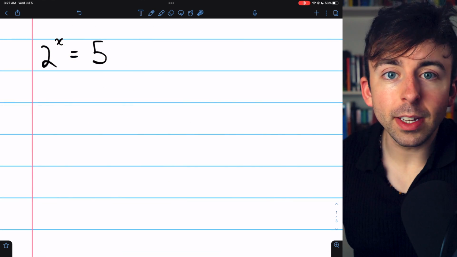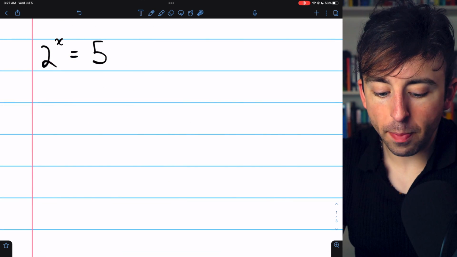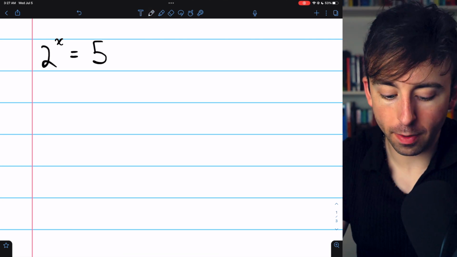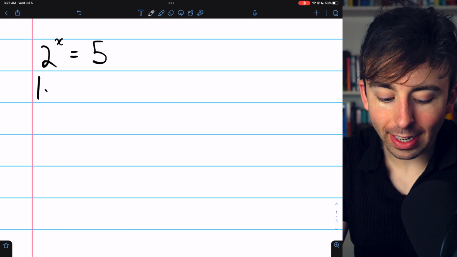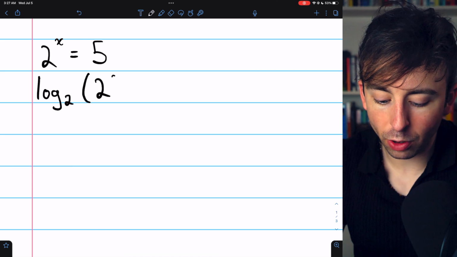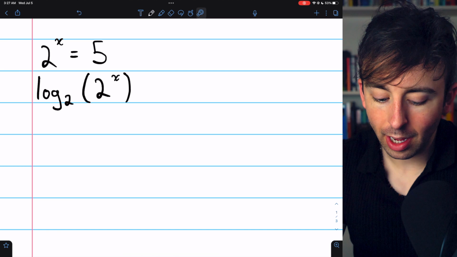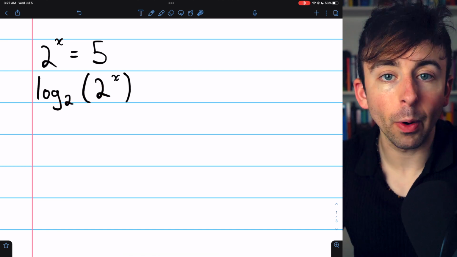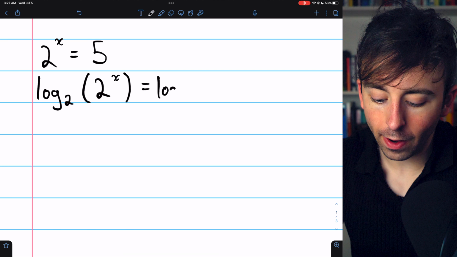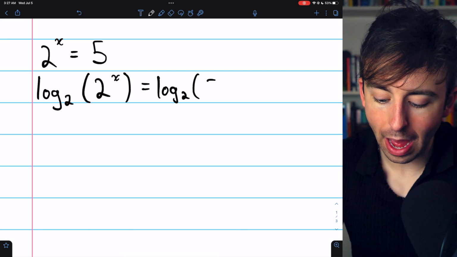This next problem is very straightforward. We have 2 to the power of x equals 5. All we have to do is take a log on both sides. The base is 2, so we need to take the log base 2. On the left, we have log base 2 of 2 to the power of x. Of course, the log and the power are going to cancel out. And on the right, we have the log base 2 of 5.